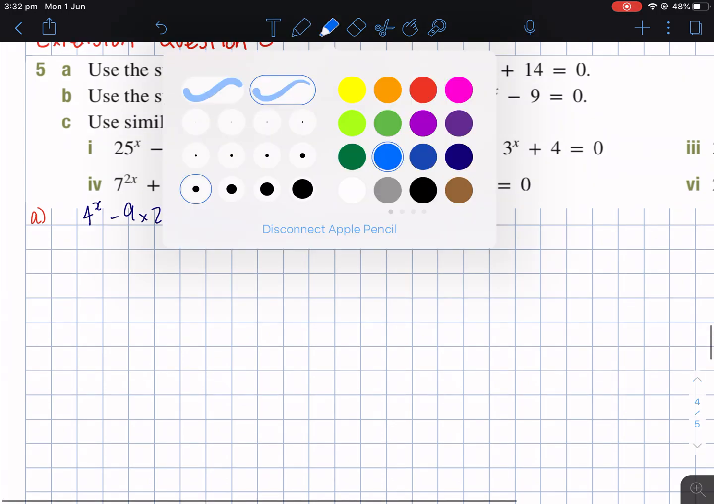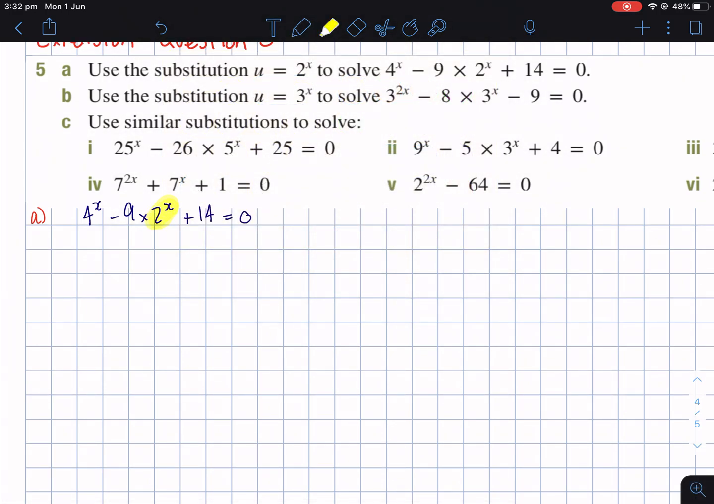So see how this is 2 to the x here. That's my big tip, to make them all 2 to the x if I can. So for example, 4 to the x, well that's 2 squared to the x. 9 times 2 to the x, the 14 I can't do anything with. And then that's the same as 2 to the 2x, which is the same as 2 to the x squared, take 9 times 2 to the x plus 14 equals 0.